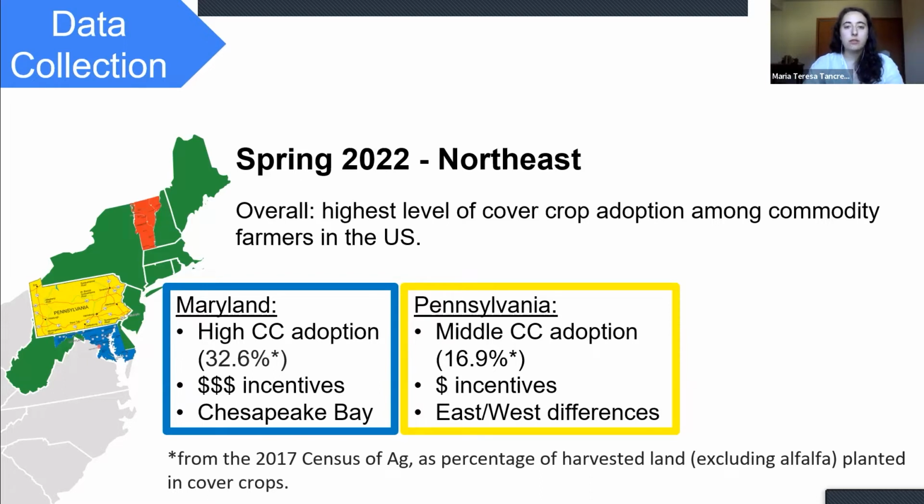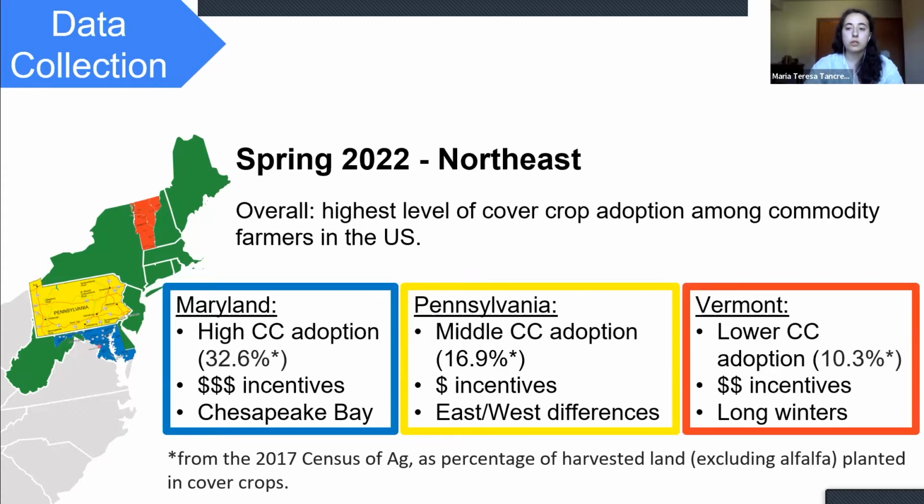And then Pennsylvania is interesting because it also presents differences in agriculture and practices used between the east and the west part of the state. And then finally, we also worked with farmers in Vermont. Vermont presented a lower cover crop adoption among the three states. It has higher incentives than Pennsylvania, but still lower than Maryland. And farmers there also have to work with long winters.